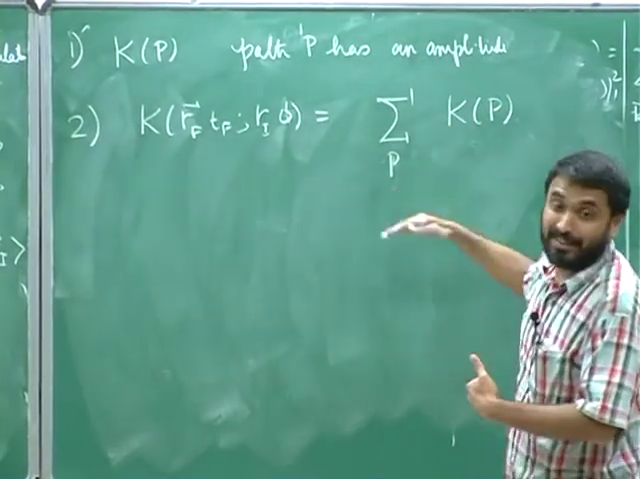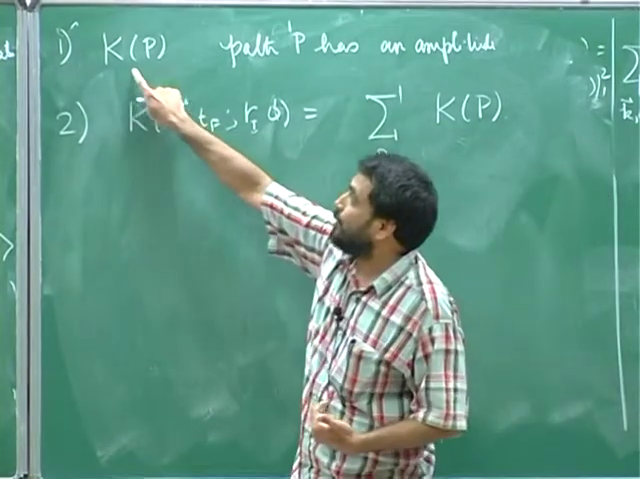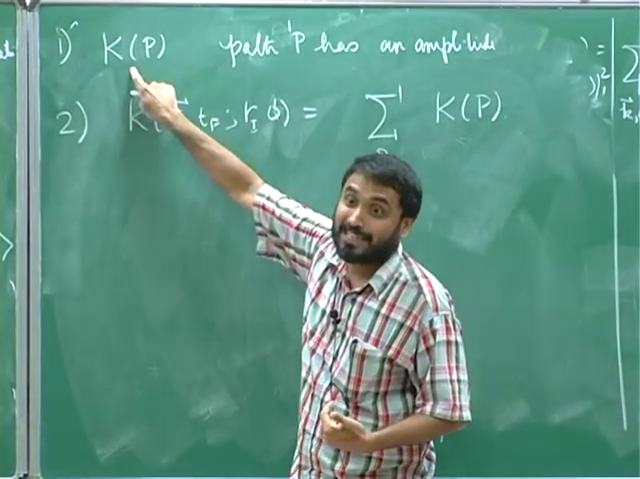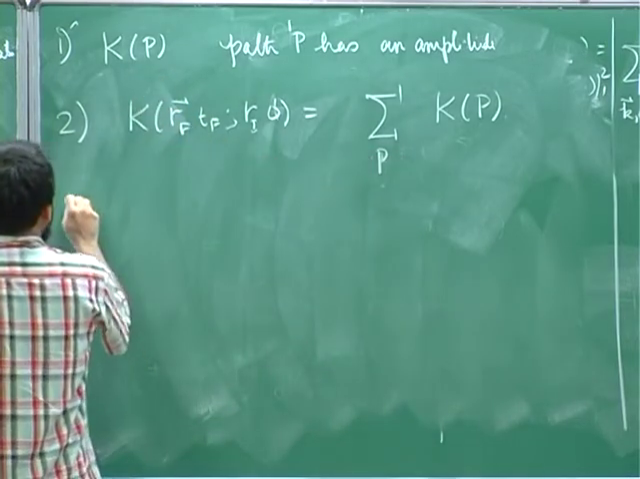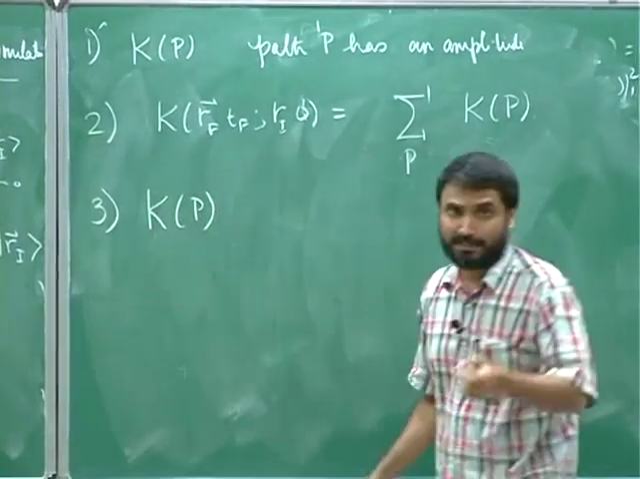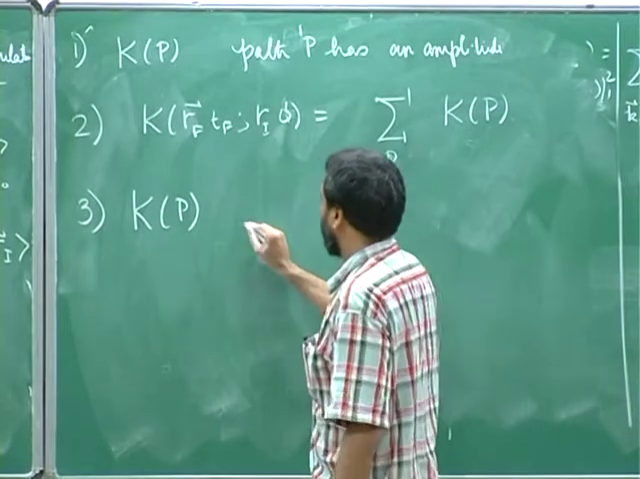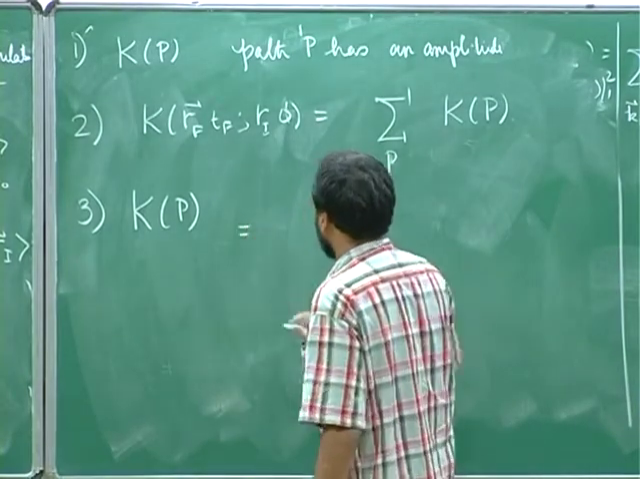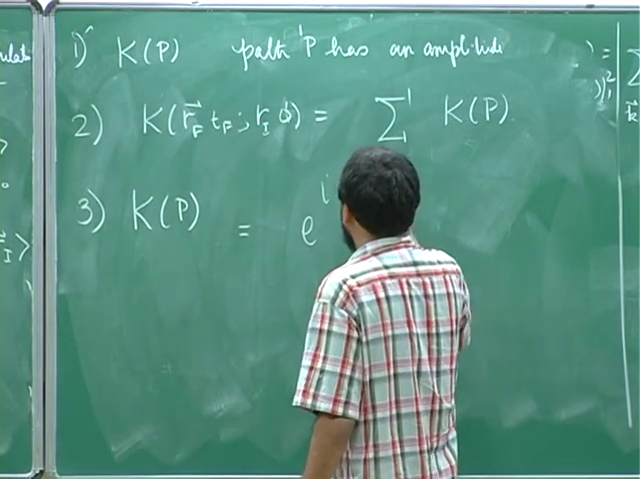Now I need to close the loop. I mean, I need to specify everything. To specify that, I need to write out what K of P is. Okay. So K of P, here I believe Feynman was inspired by some comments of Dirac. I may be wrong on the history, but that's what I have read. So K of P is equal to e to the iS classical of P.